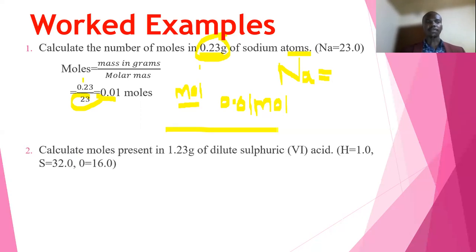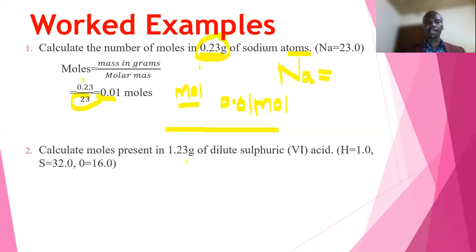Another one is this one. Calculate the moles present in 1.3 grams of dilute sulfuric acid. You can pause the video, then you try to work out that. We said that moles is gotten by mass in grams all over molar mass.